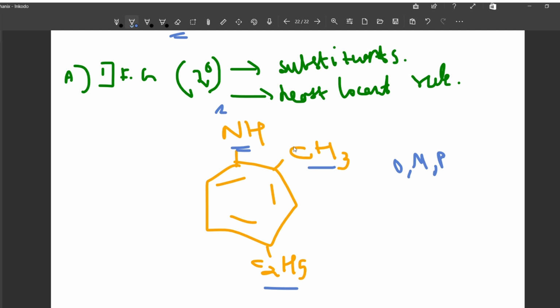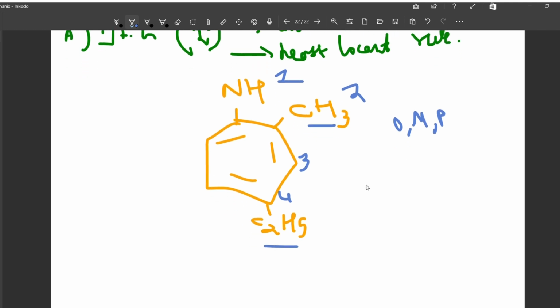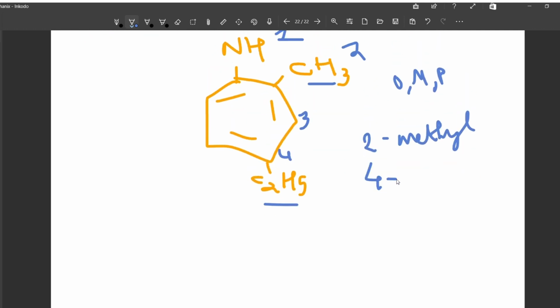Now what will be the next number? The CH3 or this position? So I can either put 2 here or 2 here too. Putting 2 here gives me the least number for CH3. That's the least number for the substituent. Let us name the number 2 here. 1, 2, 3, 4. I did not care about the other positions because there is no substituent there. So I can say 2-methyl, 4-ethyl as my main substituents in this particular list.